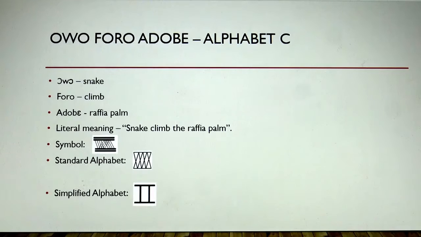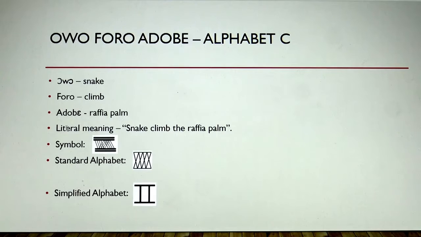Owo Forow Adobe is assigned to alphabet C. Owo means snake, forow climb, Adobe raffia palm. So this literally means snake climb the raffia palm. The O actually should be the Latin O. So sometimes written with O and making the pronunciation awkward. But it should be O, and then also the E at the end should actually be the Latin E. So again, literal meaning, snake climb the raffia palm.